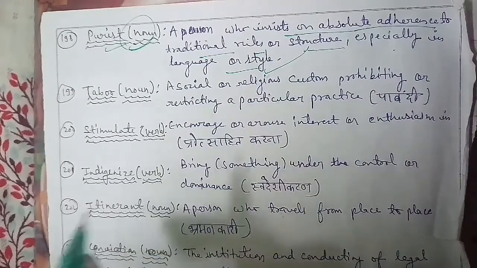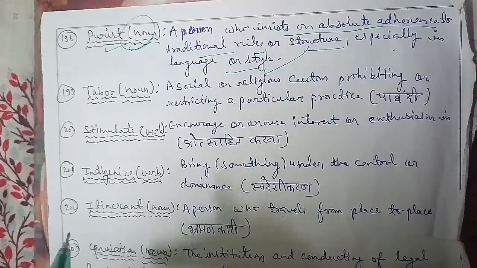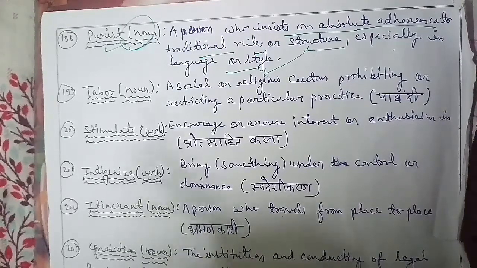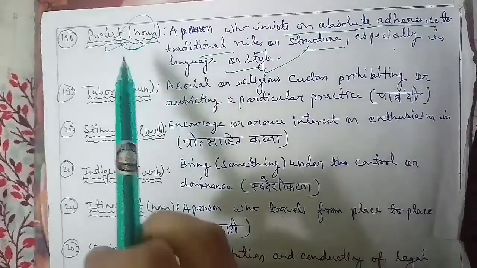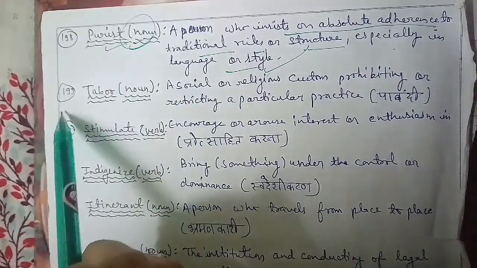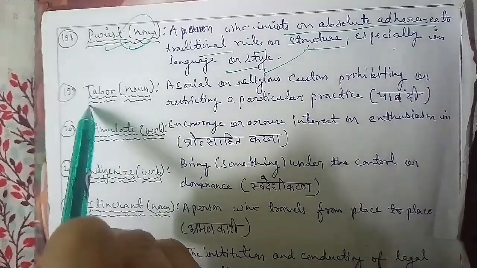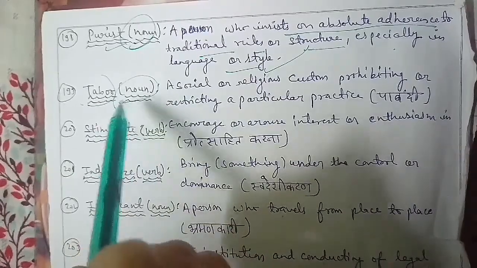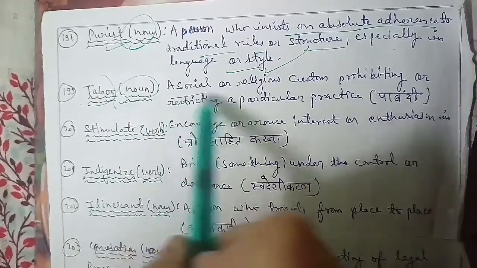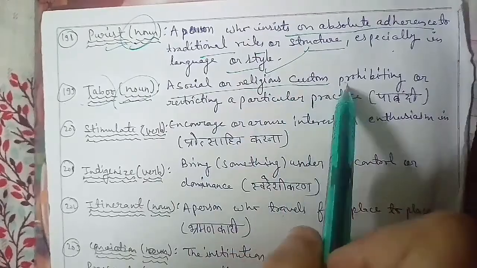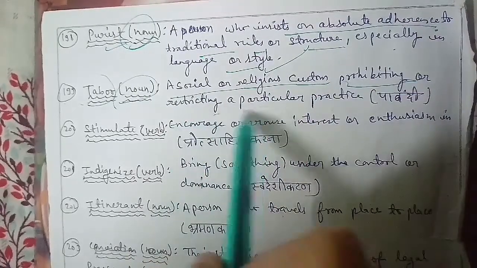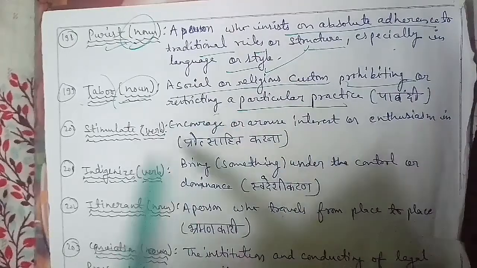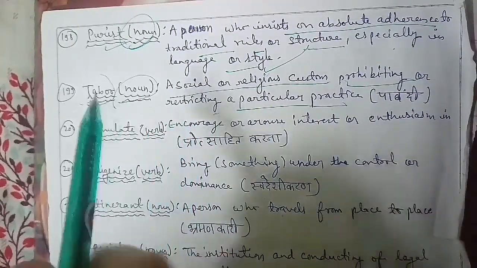Next word we have 199 word, and the word is taboo. Taboo is a word that is used as noun. The meaning of taboo is a social or religious custom prohibiting or restricting a particular practice. If you're restricting some particular practice, if you have a social or a religious custom prohibiting, then in Hindi you can say pabandi lagana, then you can use the word taboo there, and the word is used in the form of noun here.